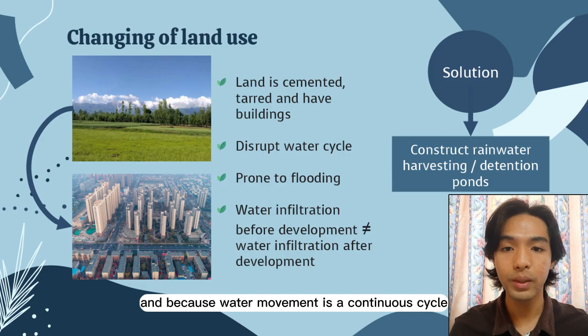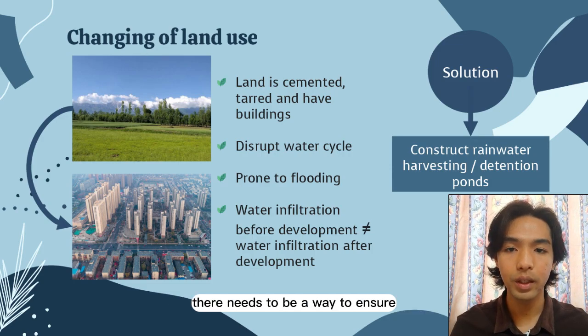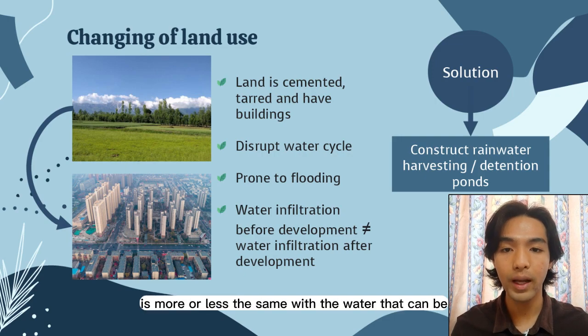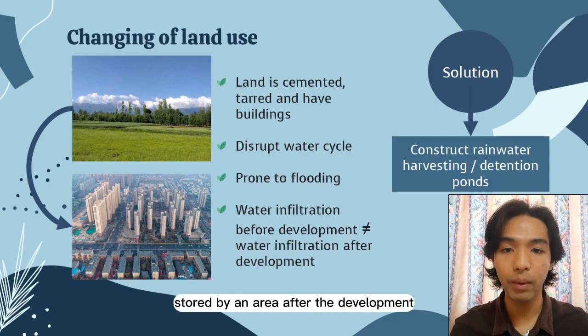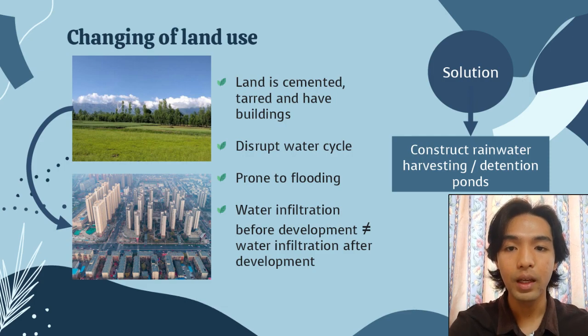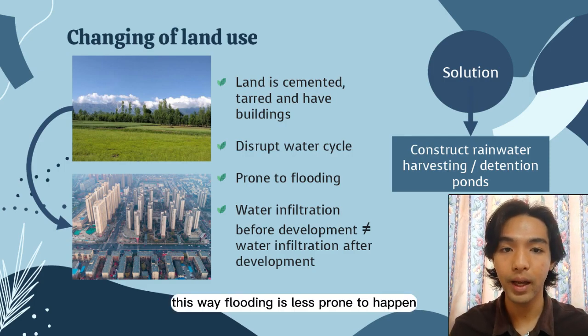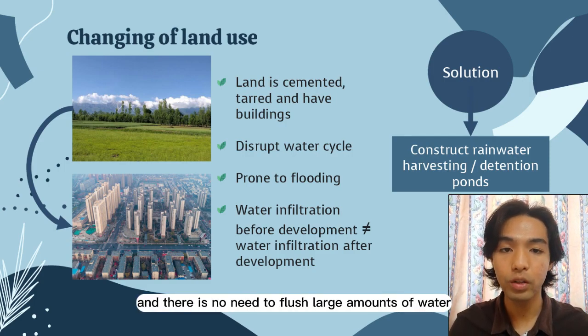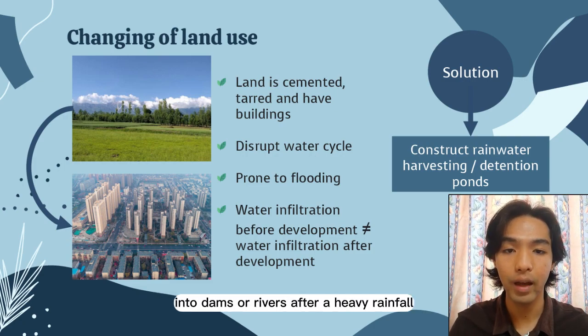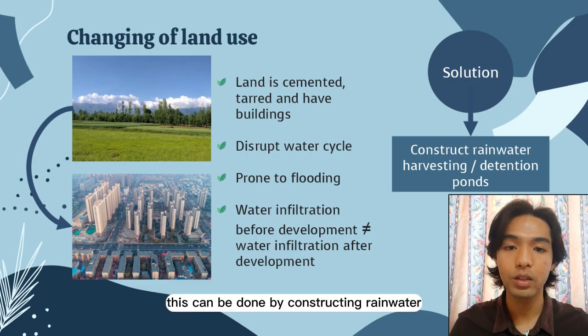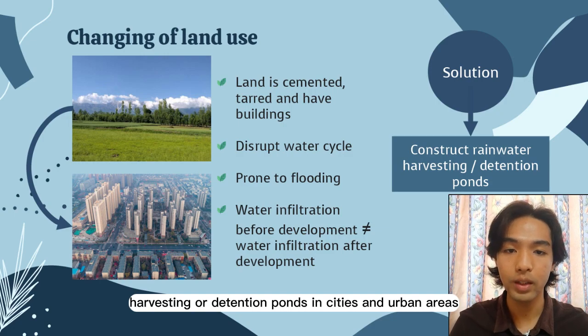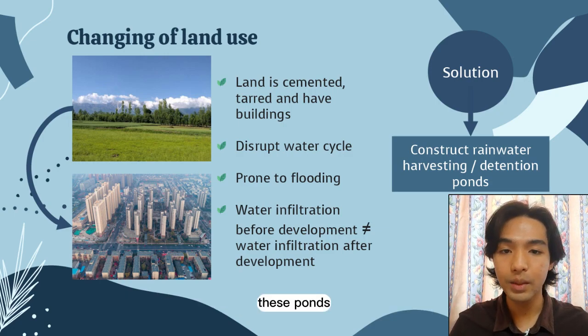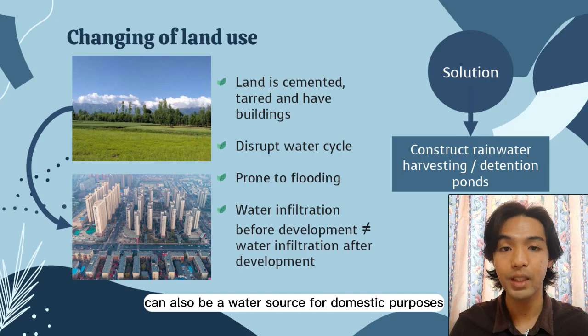And because water movement is a continuous cycle, there needs to be a way to ensure the water received in an area before a development is more or less the same as the water that can be stored by the area after the development. This way, flooding is less prone to happen and there is no need to flush large amounts of water into dams or rivers after a heavy rainfall. This can be done by constructing rainwater harvesting or detention ponds in cities and urban areas. These ponds can also be a water source for domestic purposes.